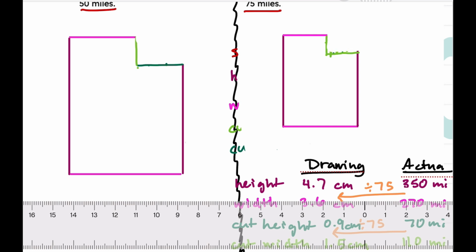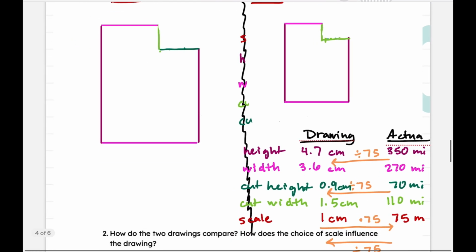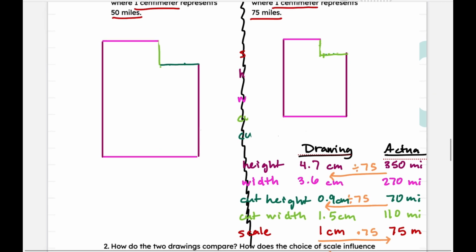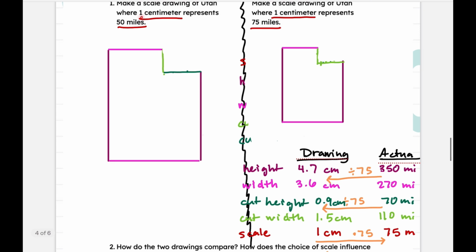And there we are. Here's one of the most interesting things about these two drawings when I have them side by side. When I take a look at the scales of the two different ones, I have 1 centimeter that represents 50 miles, 1 centimeter that represents 75 miles, but which one is the one that ended up smaller? A lot of times it's quite a surprise to us which one ended up smaller.